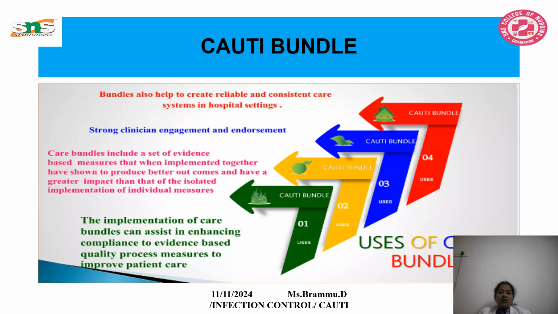So the CAUTI bundle has four major uses. It is used for enhancing the compliance of evidence-based measures, whereby improved care can be given, as well as the client having a better outcome. The clinician can also plan for when the catheter can be removed, and it also helps in preventing hospital-acquired infection.